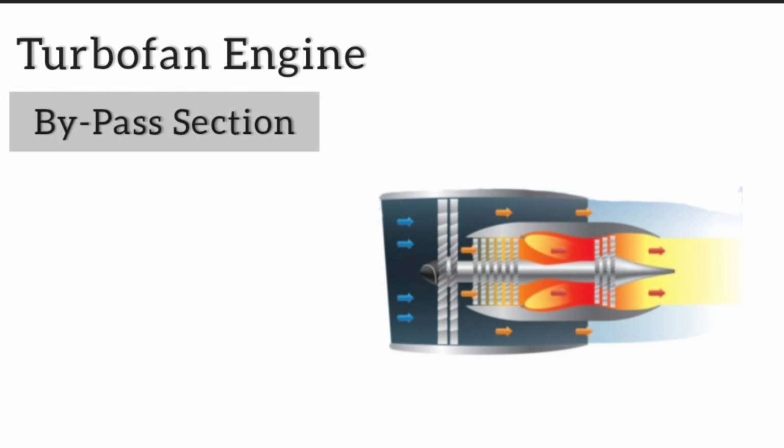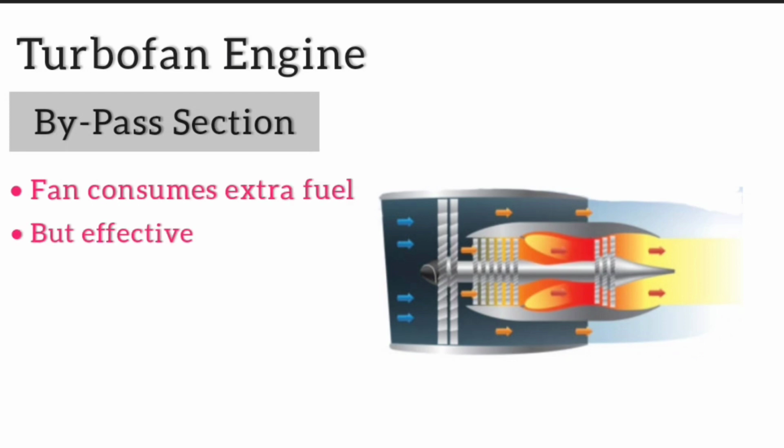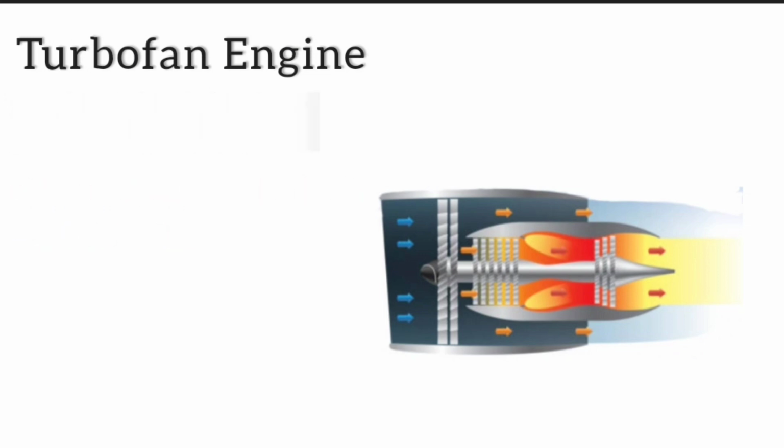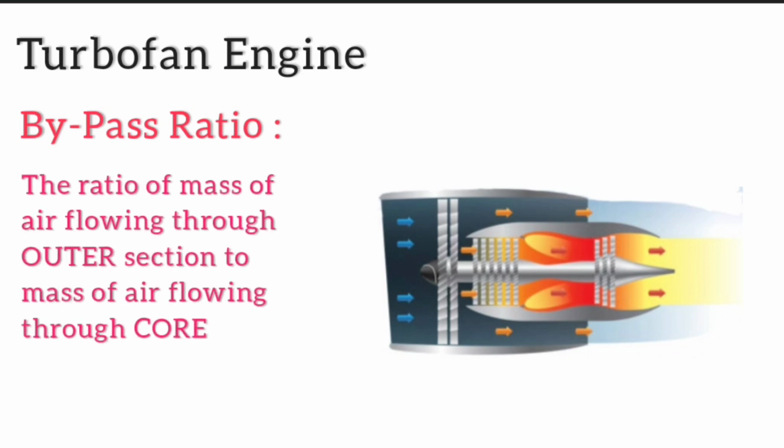Most of the air drawn inside the engine is diverted into the bypass region outside the compressor section. So this bypass air gets mixed with the exhaust gases at the end of the nozzle, thereby creating higher thrust at the exit. Even though the fan consumes a little more fuel, these engines provide more thrust than the other engines. So bypass ratio is the term used to distinguish the flow inside the engine. It is the ratio of the mass of the air flowing through the outer duct to the mass of the air flowing through the core of the engine.